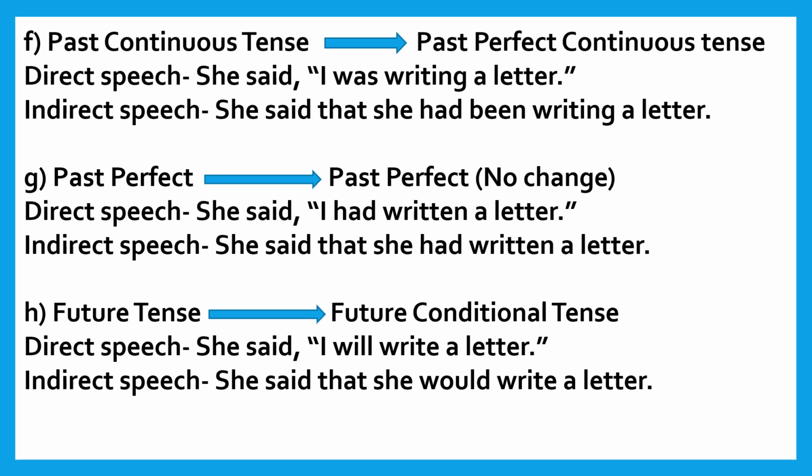Then we have the future tense. If the sentence in the direct speech is in the future tense, then the sentence in the indirect speech will become future conditional tense. For example, she said, "I will write a letter." In the indirect speech, she said that she would write a letter. The verb will in the direct speech changes to would in the indirect speech. Will changes to would.